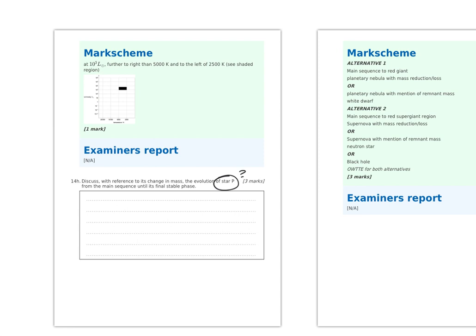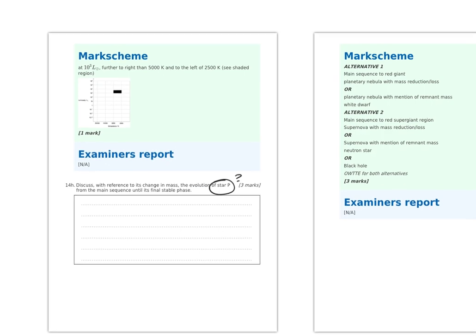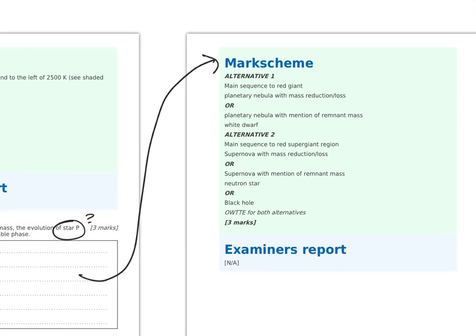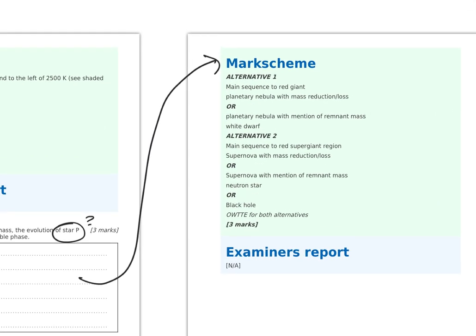if it's in the main sequence to its final stable phase, discuss with reference to the change in mass, the evolution of that star. So I feel like the mark scheme, we just read the mark scheme. It'll just tell you different things you can say. Main sequence to red giant, and then becomes a planetary nebula with mass reduction, and goes from planetary nebula to a white dwarf.